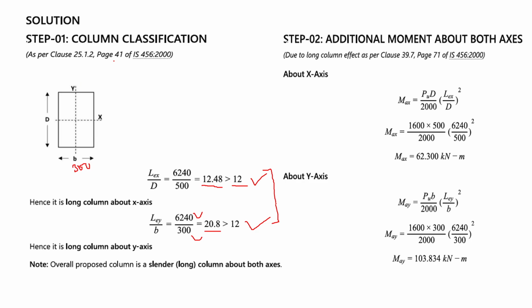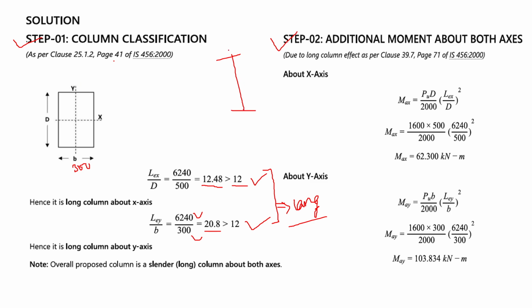That means it defined that this column is what? Long column. Okay. I hope it is clear. So step one is to check. You have to classify the column, that is, whether it comes under the short column or the long column. Okay. Now the step two. This column is long.